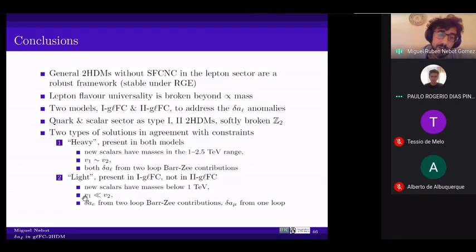You have a definite hierarchy in the vacuum expectation values, and then you are not reproducing both anomalies with the same kind of two-loop contributions, but just one of them, the electron, while for the other, you are fine with just one-loop terms.